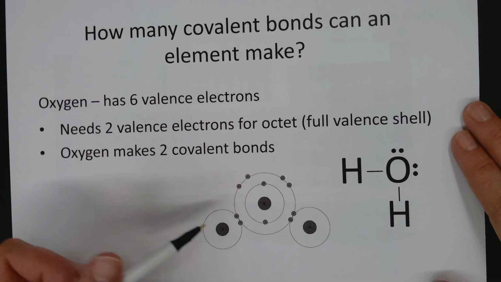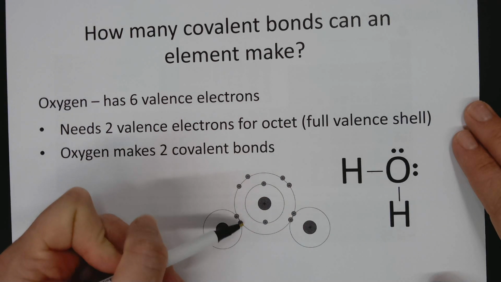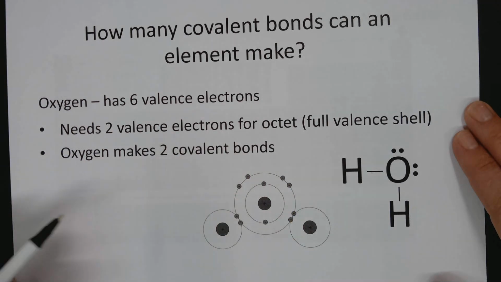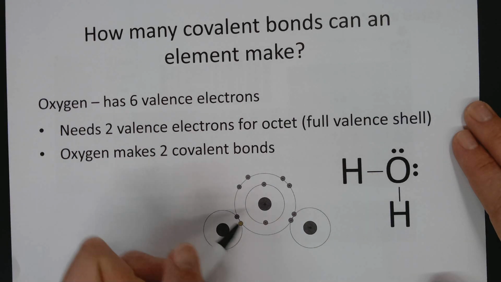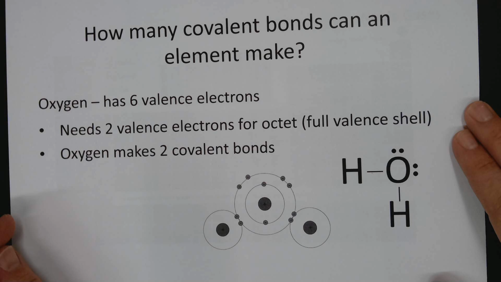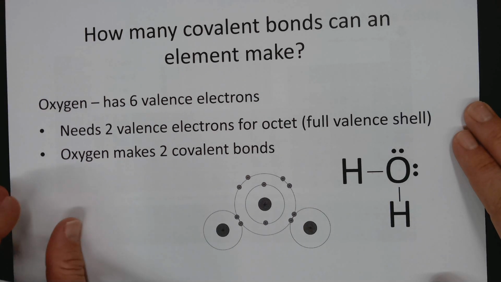And if we look at the Bohr model depiction of this, the outer shell for oxygen has 1, 2, 3, 4, 5, 6, 7, 8. And while it's sharing with these hydrogens, the hydrogens have 2. So oxygen satisfies the octet rule. Hydrogen satisfies the duet rule.